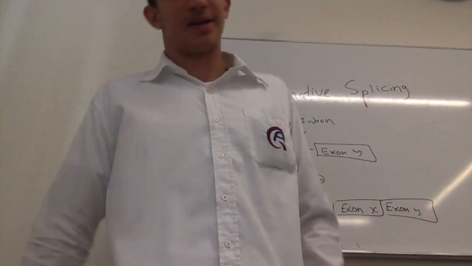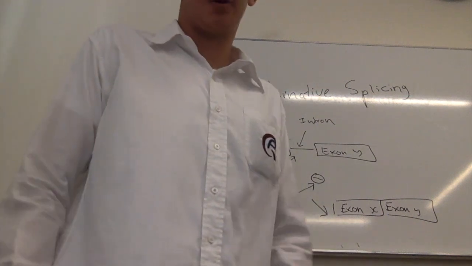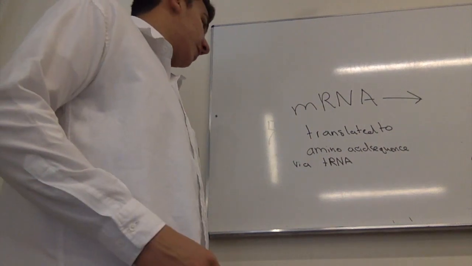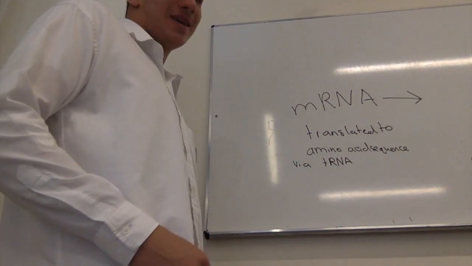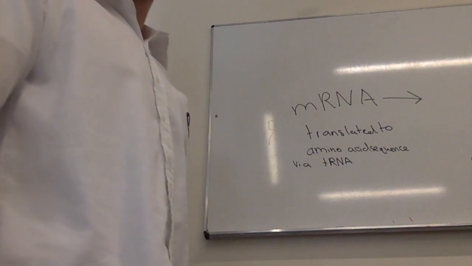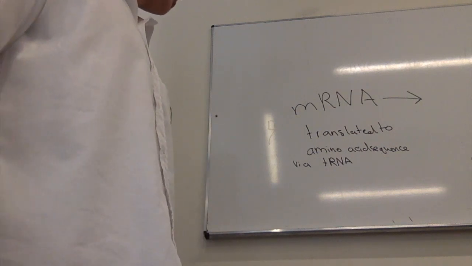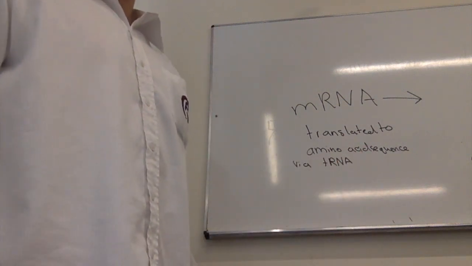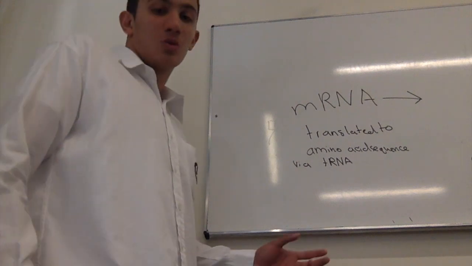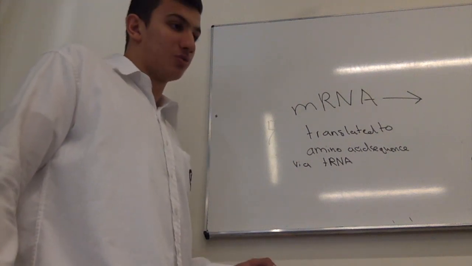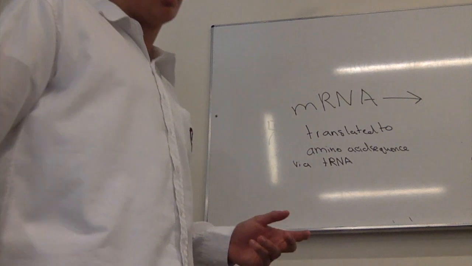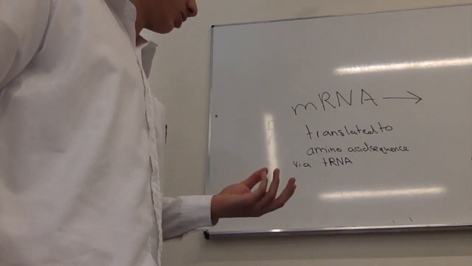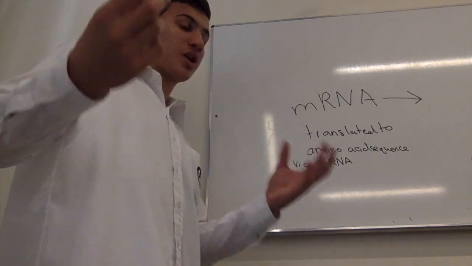If you can read that, it says mature mRNA, which is what we have now. Now we have mRNA, but we need to translate it, which is why the process is called translation, the second process in protein synthesis, to an amino acid sequence via tRNA. What happens is the ribosomes read the mRNA sequence and begin forming an amino acid chain.